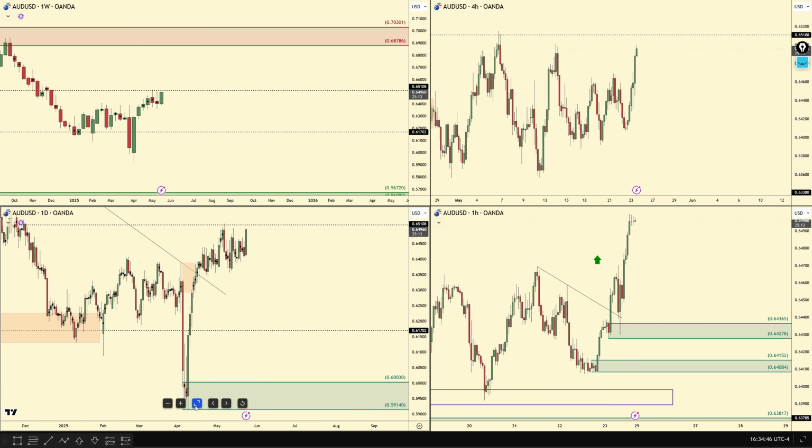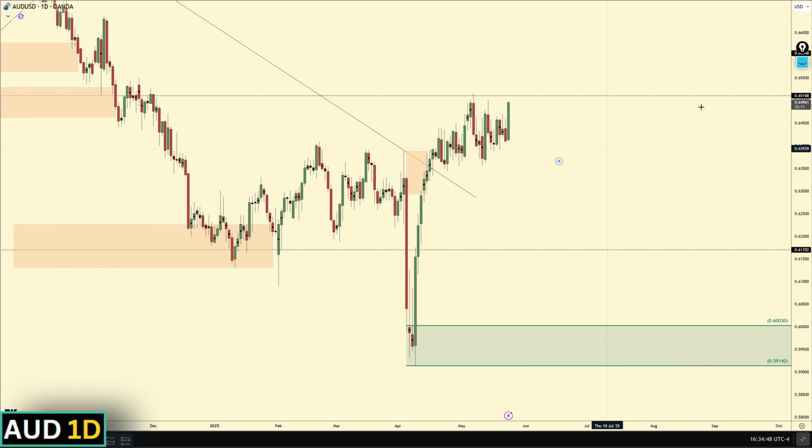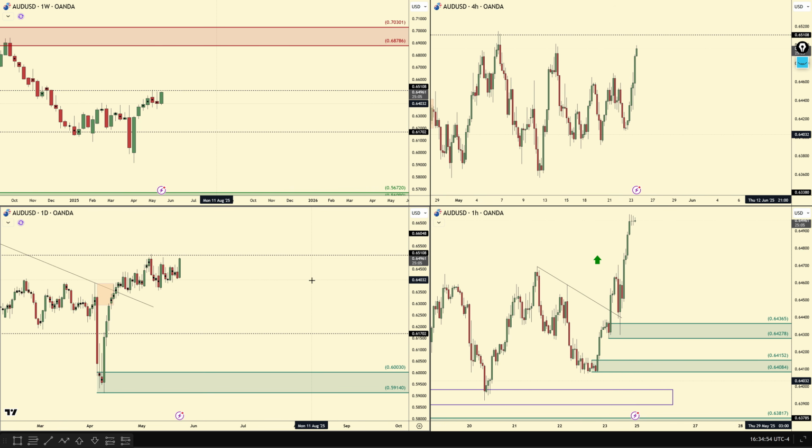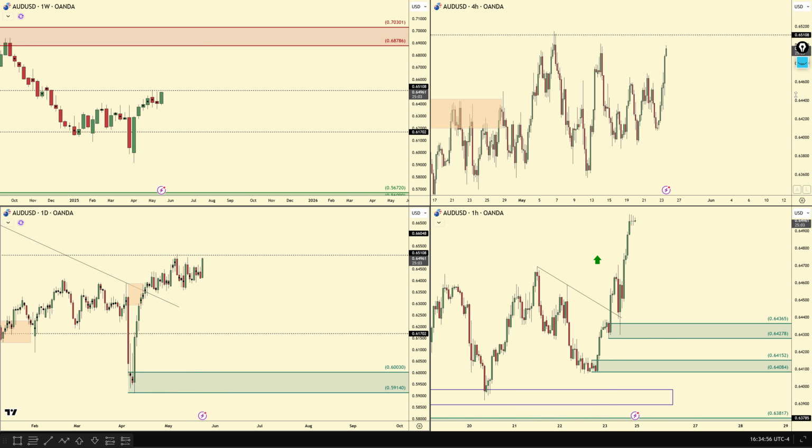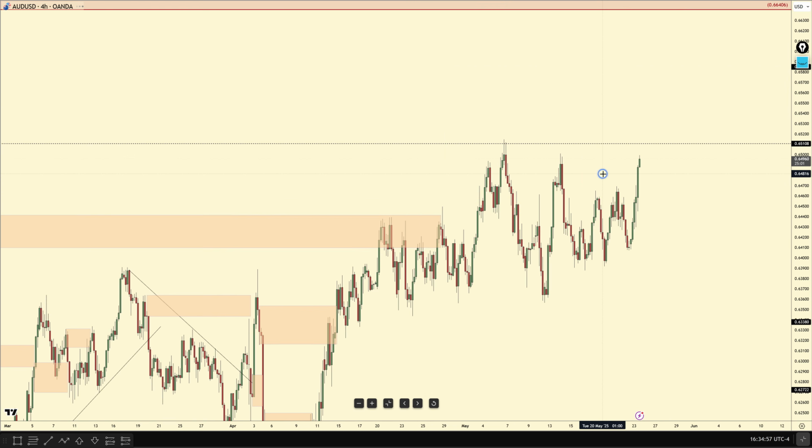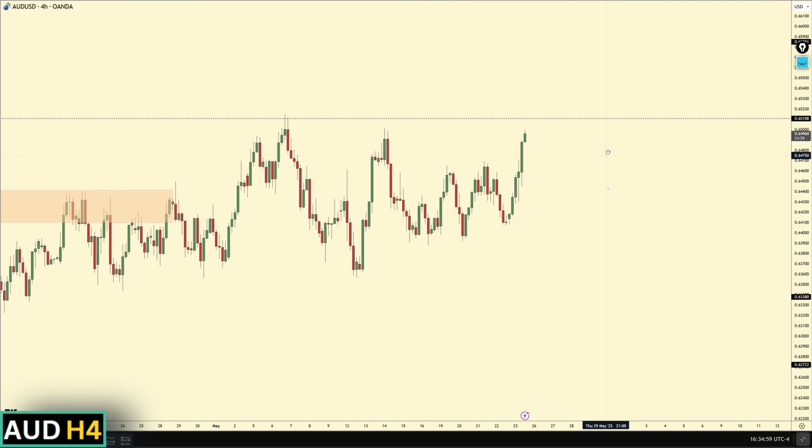Even on the daily time frame, yeah, we broke above the trend line, but how do we judge what's going to happen off this price action? Very, very difficult. If you can trade in that sideways price action, good for you. I can't. I really don't like it.